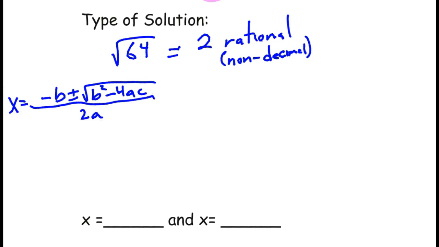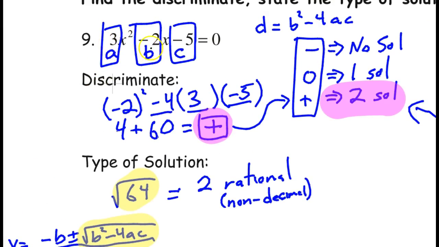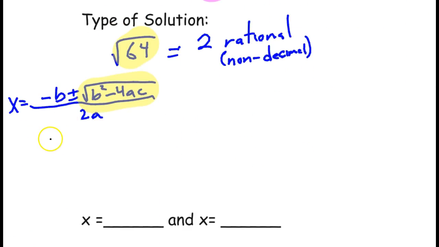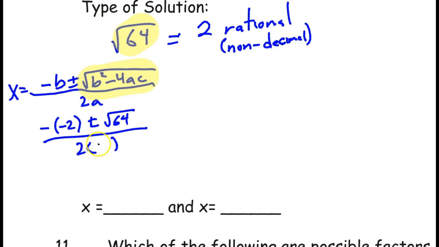Now, we just did this right here. So we just took a shortcut, really. We already did part of the work. So we just really need to plug in our b and our a into the formula. So we'll get negative of -2, b is -2, plus or minus square root of 64, all over 2 times a, which a was equal to 3. Okay, and do a little simplifying, so I'll get positive 2, negative times negative, plus or minus 8 over 6.